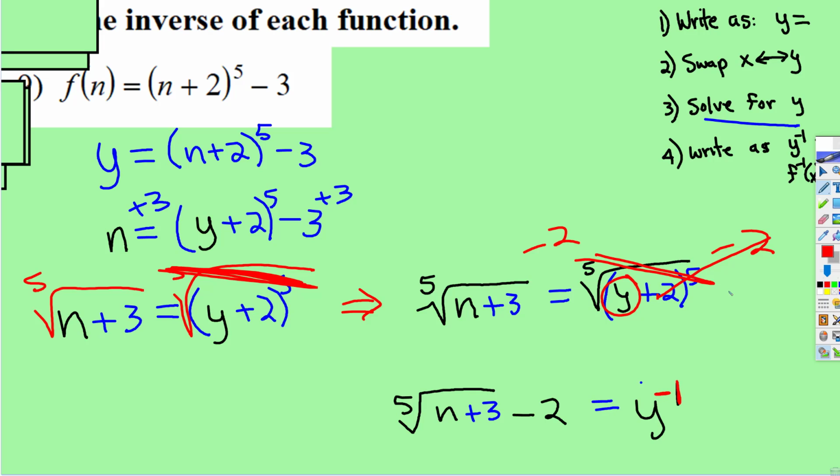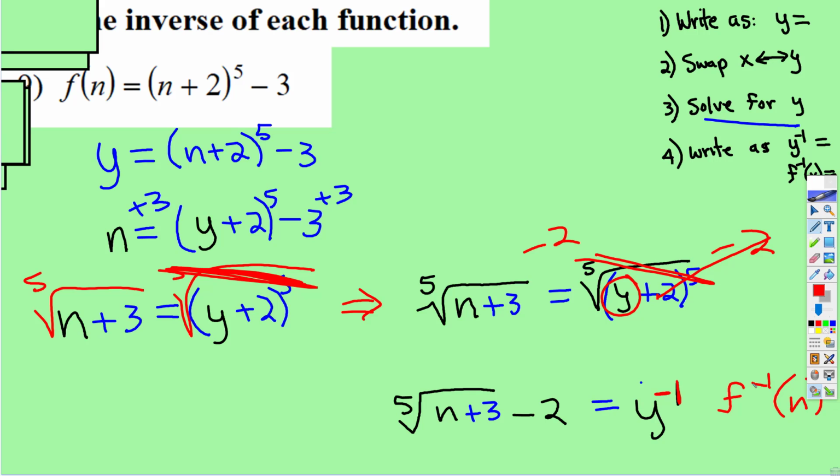So that's when we do the last step. Rewrite as y to the raised negative 1, or in this case, I probably should have written that as f to the raised negative 1 of n. As your instructor, I would accept probably either, since we start doing this. Anyway, so that's it on that one.